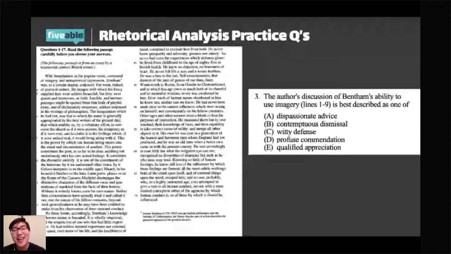The answer is E. The author's discussion of Bentham's ability to use imagery, in this case, is best described as one of qualified appreciation. I think this question is really easy if you do process of elimination. It's not advice. It's not contemptuous or dismissing. He's not really defending him. And it's not a condemnation because he's appreciating some parts. So in this case, it's qualified appreciation because he does note a little bit of the limitations near the end of the line. And I think that shows that he's qualified. So answer choice E is a good choice.